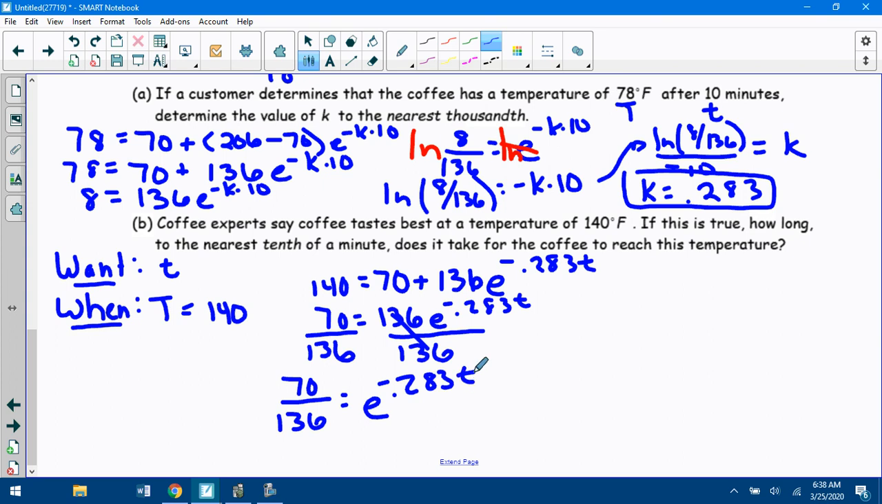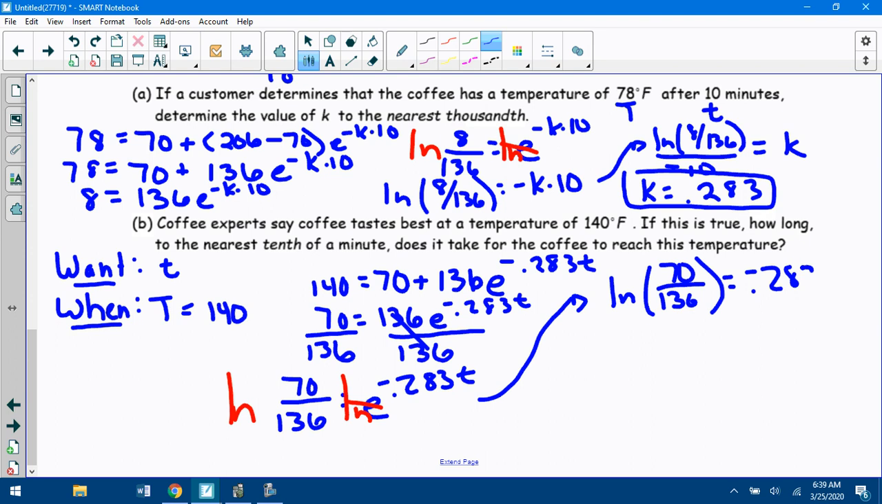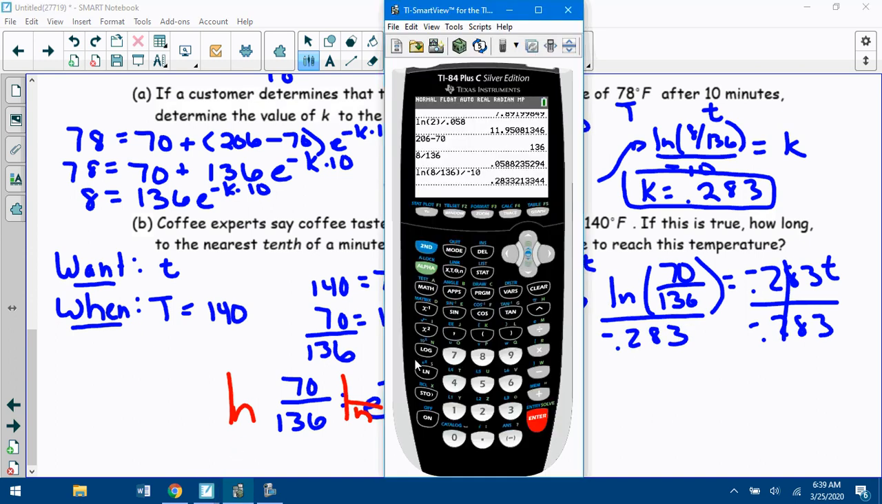Now what? This is the important step. I got to get rid of e, so I'm going to ln both sides. So ln of 70 over 136 equals negative 0.283t. Last step, divide. And plug it all in. ln of 70 over 136 divided by negative 0.283. And my answer is 2.346, rounded 2.35.